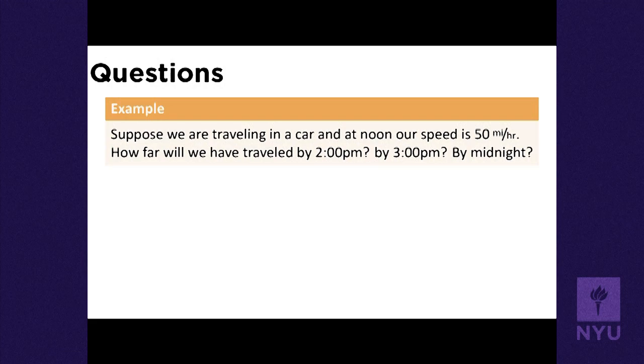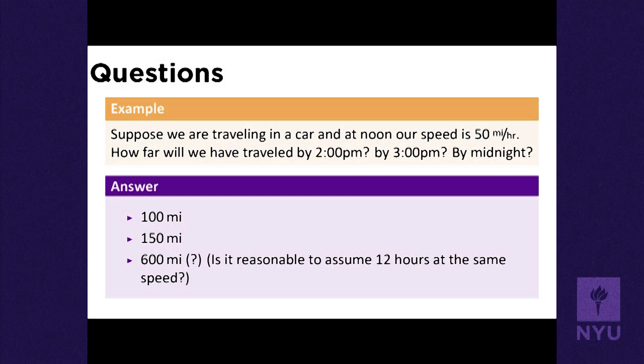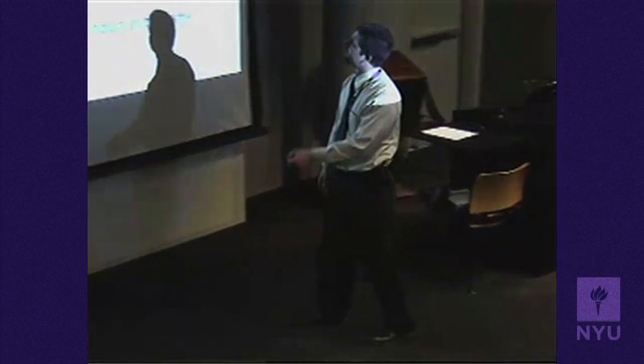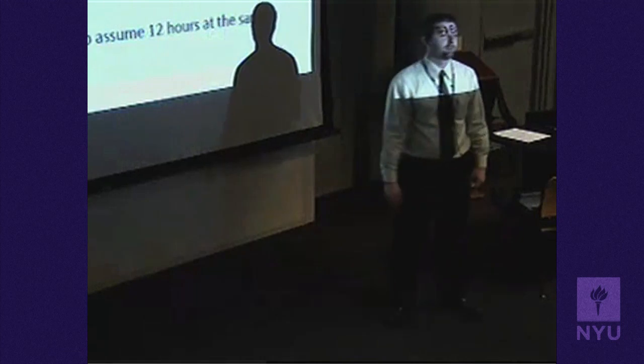At noon, we're going 50. And the question is, how far will we have traveled by 2 o'clock? What do you think? I didn't say that. I said estimate my position at 2 o'clock. But based on this limited information, what would your estimate be? 100 miles, right? If I'm going 50 at noon, and I'm going 50 over the whole time interval, then I will have gone 100 miles. By 3 o'clock, you can estimate that I've gone 150 miles.